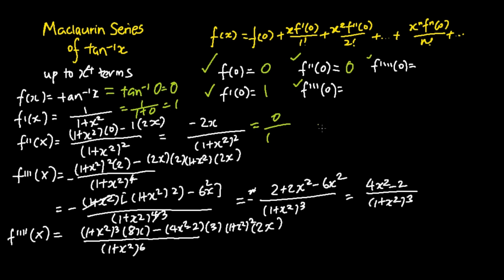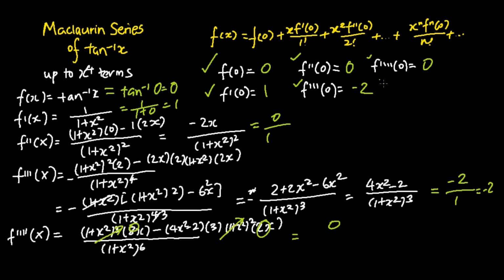For f triple prime 0, substituting x equals 0 into f triple prime x, in my numerator it is negative 2 and my denominator is just 1, so this is equal to negative 2. Hence my f triple prime 0 is equal to negative 2. How about f4 times prime 0? Substituting x equals 0 into f4 times prime x, it is just 0, because my first term in the numerator is 0 and my second term in the numerator is also 0. Hence my f4 times prime 0 is equal to 0.